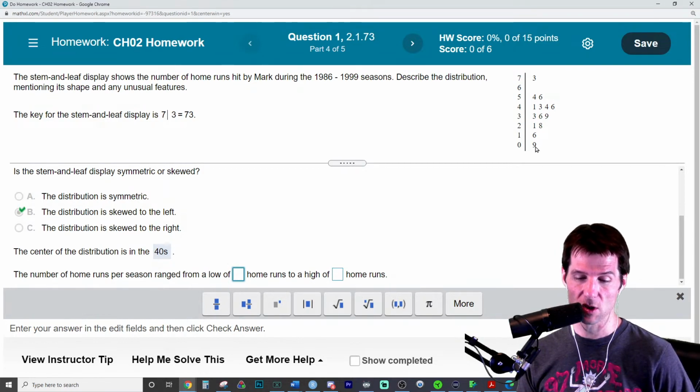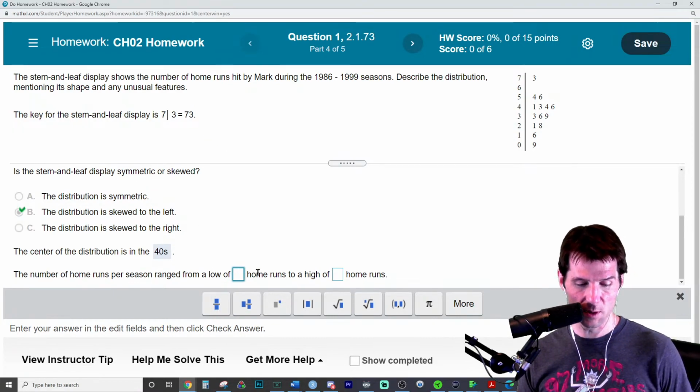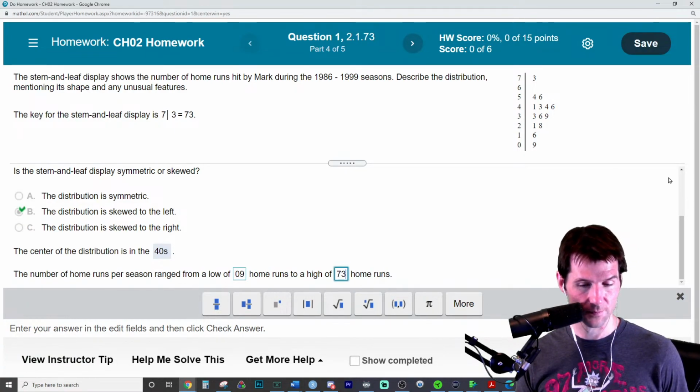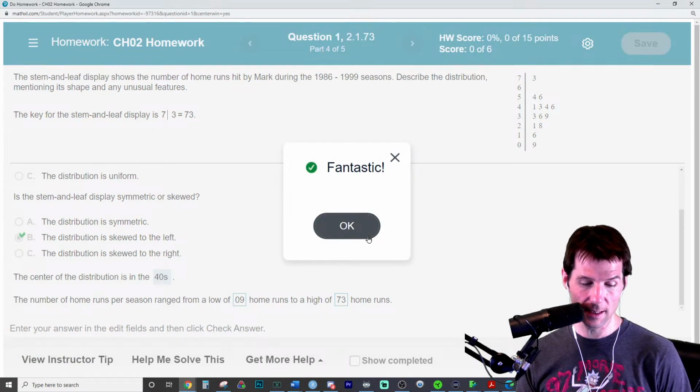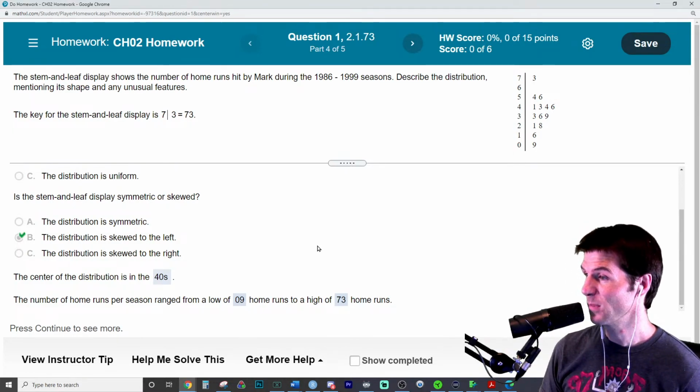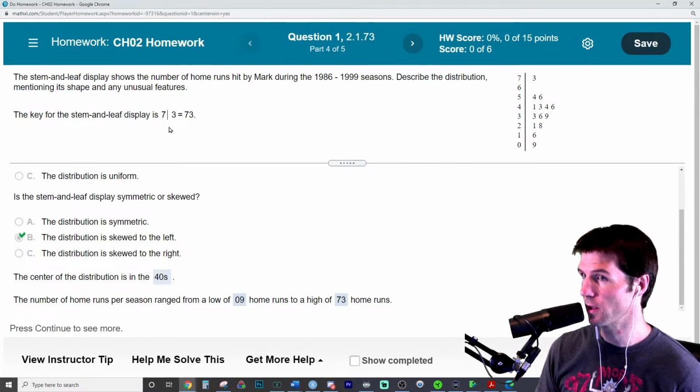So here we see it starts at 9 because this is 0, 9 representing 9. I wonder if it would accept 0, 9. It should. And it goes all the way up to 73, I think. And it does accept 0, 9. Well, that makes sense. 0, 9 is 9. So it does accept it. Remember, this is the first number you'd have right here, and this is the second.